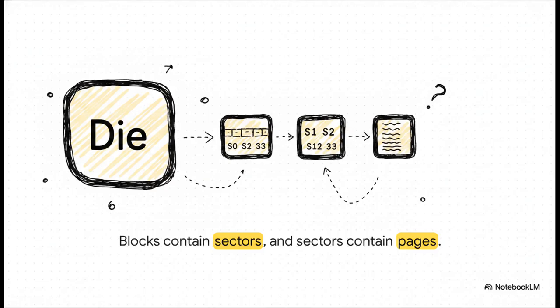You can literally trace this nested hierarchy right here. Notice how we drop deeper and deeper in. We start from the entire die, move into block 0, block 1, block 2. Open up a block and we find sectors S0 through S3. And finally, inside those individual sectors, we find multiple pages.